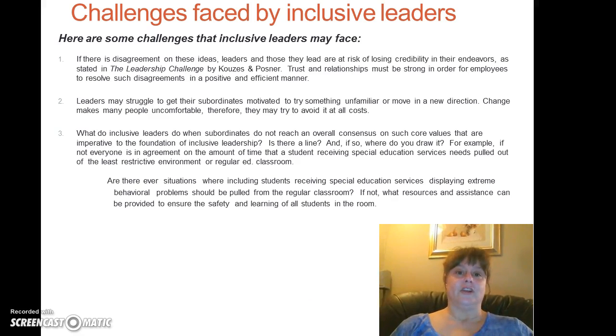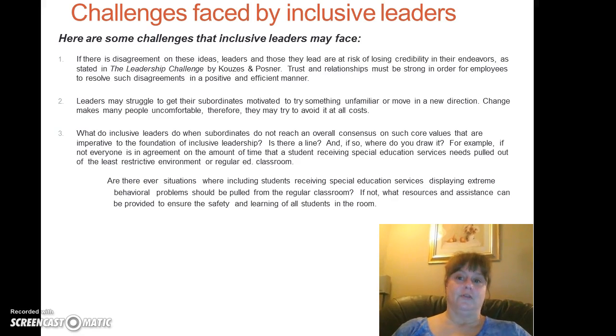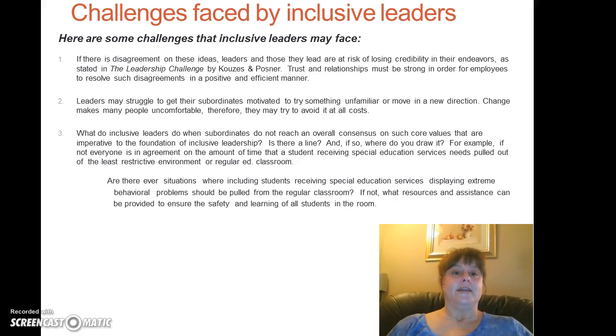Here are some challenges that can be faced by inclusive leaders. If there is a disagreement on some of these ideas that tend to be paramount to inclusive leadership, leaders and those they lead are at risk of losing credibility in their endeavors. As stated in the Leadership Challenge, trust and relationships must be strong in order for employees to resolve such disagreements in a positive and efficient manner.